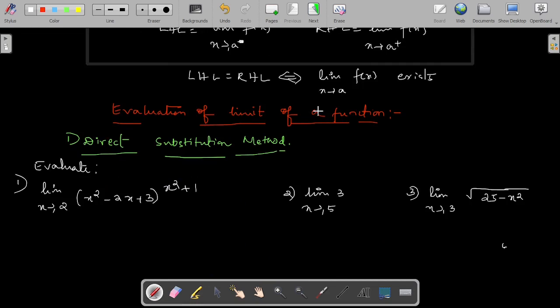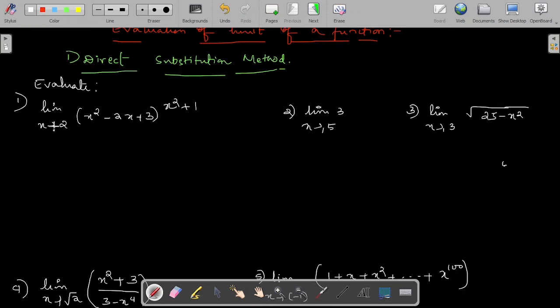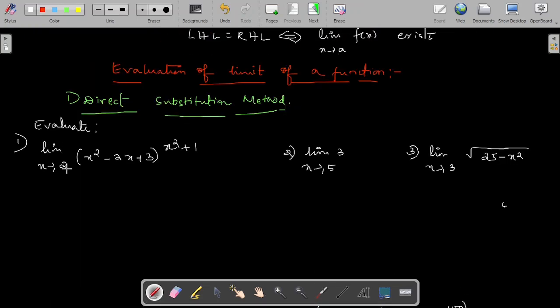So this is the limit of a function. Now how do we evaluate the limit for a given function? There are different methods. The first method is the direct substitution method. Here x is tending towards some value; we directly take that value of x and substitute it in the given function. It gives you the answer, that is the limiting value of the function.